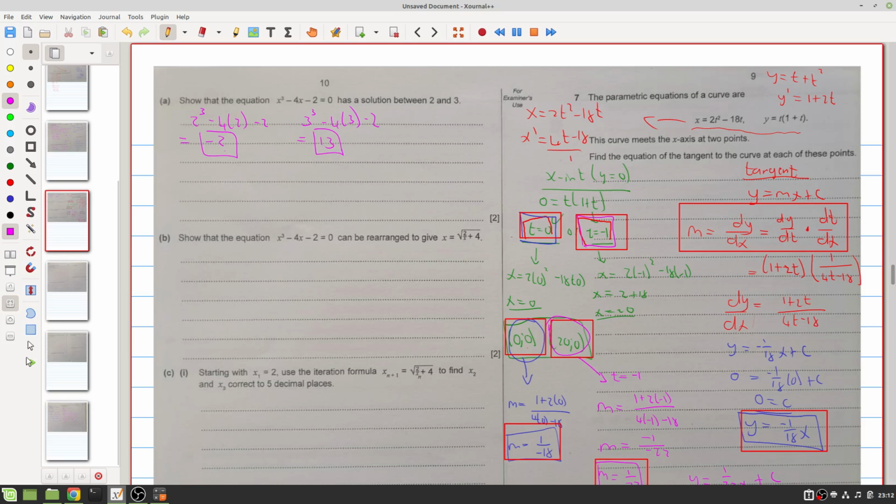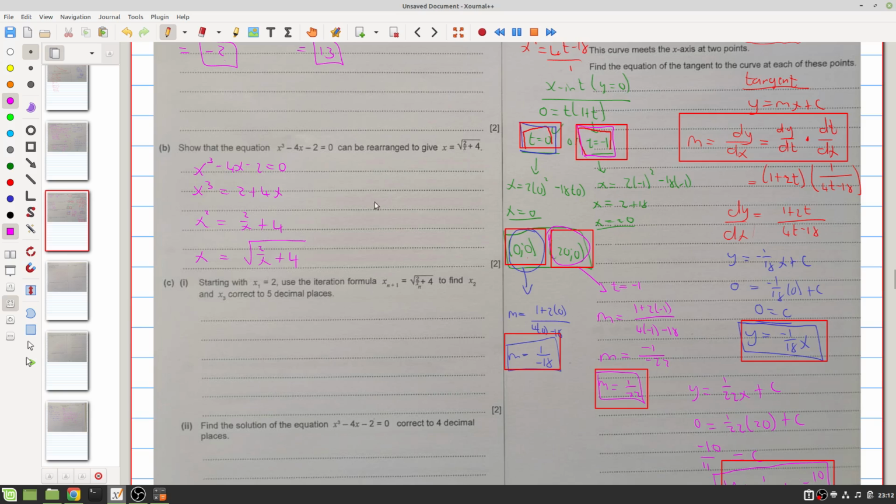Now show that this equation can be rearranged to form that. Okay, so x cubed minus 4x minus 2 equals 0. Okay, so we want to get an x by itself. We've got a root thing. Okay, so let's start by taking over the 2 to become positive 2, and then the negative 4x to become positive 4x. Now let's divide both sides by x, so that gives us x squared equals 2 over x plus 4, and then let's just take the square root. So square root of 2 over x plus 4. Okay, not too bad either, right? Feels pretty good after a long question like this one here on the right.